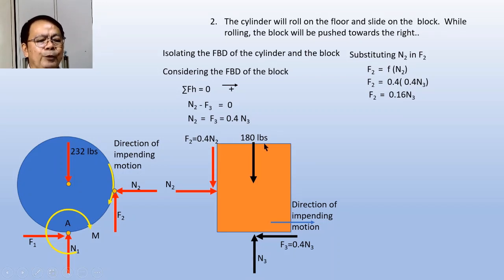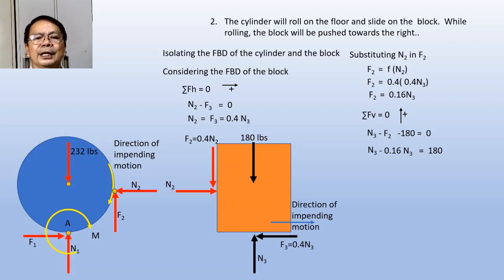Now, if we apply summation of force vertical equal to 0, and we treat the force directed upward as positive, what will be our equation? We have n sub 3, which is 1, minus f sub 2, minus 180 shall be equal to 0. But what is f sub 2? F sub 2 is equal to 0.16 n sub 3. So if f sub 2 is substituted with this value, I will have n sub 3 minus 0.16 n sub 3 equal to 180. Simplifying, we can solve for n sub 3, which is equal to 214.2857.